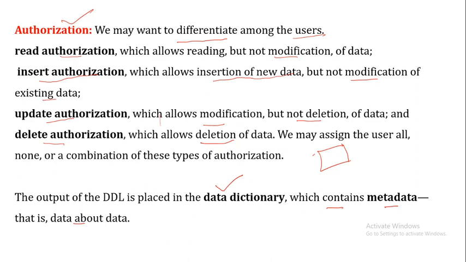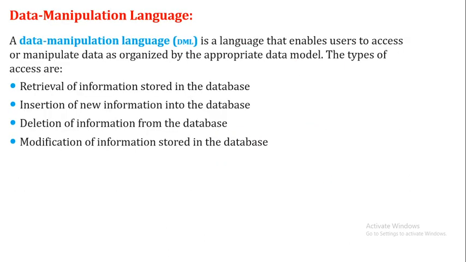Okay. Next, we have another important language, that is the data manipulation language. The data manipulation language enables users to access or manipulate the data. Whenever we talk about the manipulation of data in a data model, this manipulation refers to the following features. What can a user do? A user can perform retrieval of information stored in the database, insertion of new information into the database, deletion of information from the database, and modification of information in the database. So the data manipulation language supports these features.